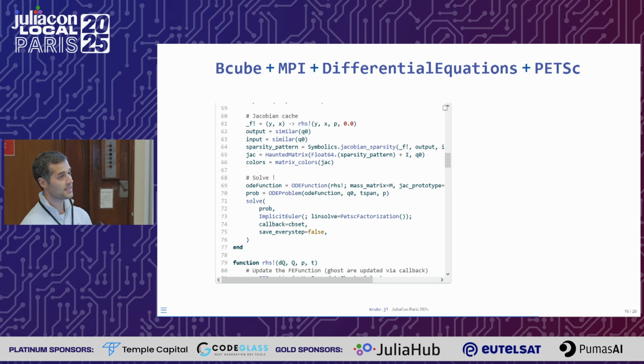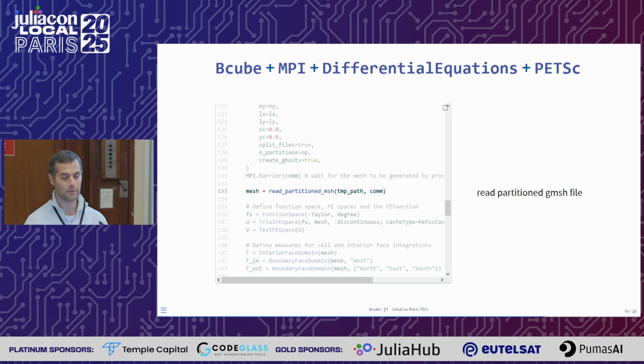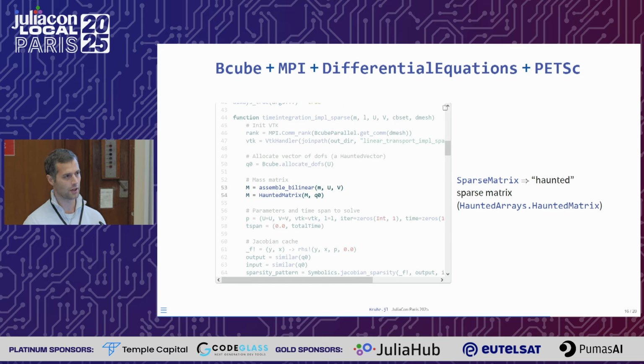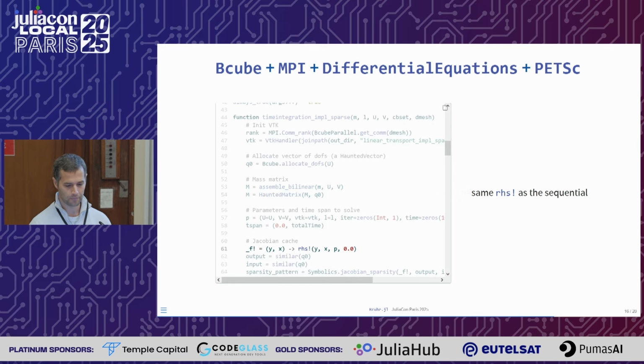So here is the same example as before, the linear transport equation, but combining Bcube, MPI, differential equations, and PDE. Ready? So we start by reading a partition file. It's implemented in Bcube MPI. Then you can still assemble bilinear forms, so it returns a sparse matrix. And since you want something that is MPI aware, you wrap it into this container here, a haunted matrix, and it will handle the communication when performing a matrix vector product, for instance.